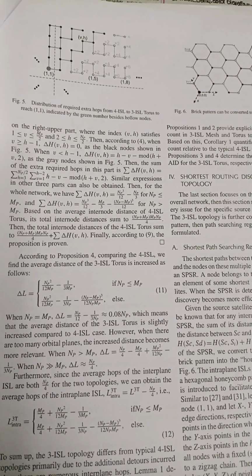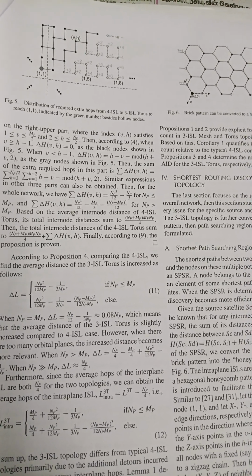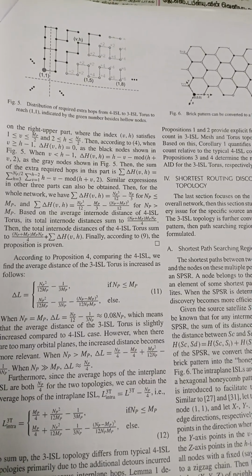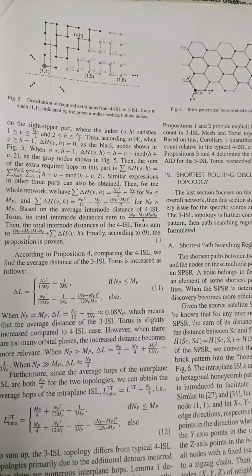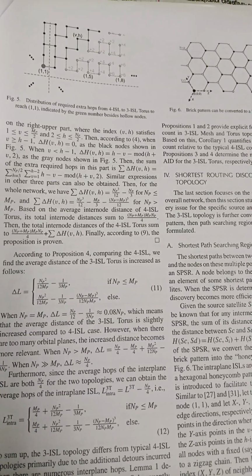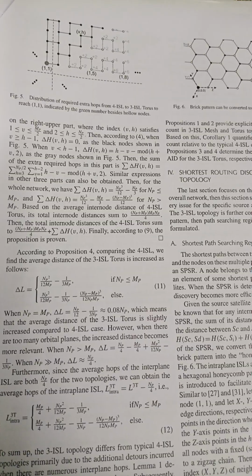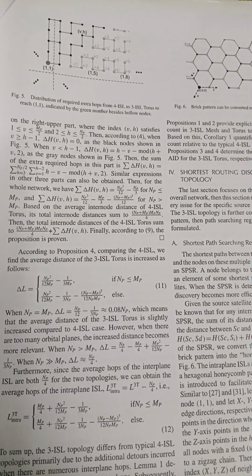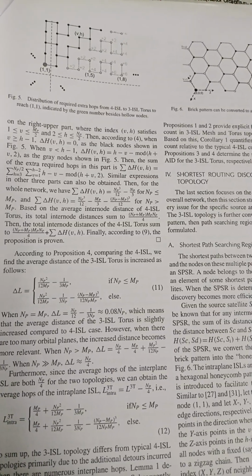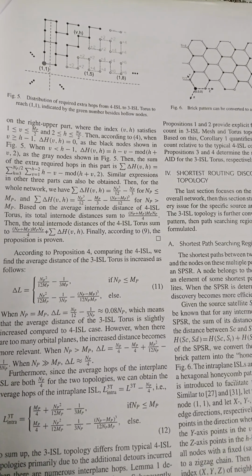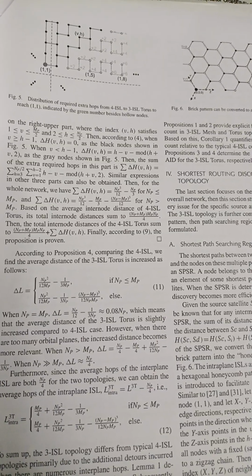Then for the whole network we have the following equations based on the average internode distance of the 4-ASL torus. Its total internode distance is, then the total internode distance of the 3-ASL torus sums to this expression. Finally, according to the ninth equation, the proposition is proven.